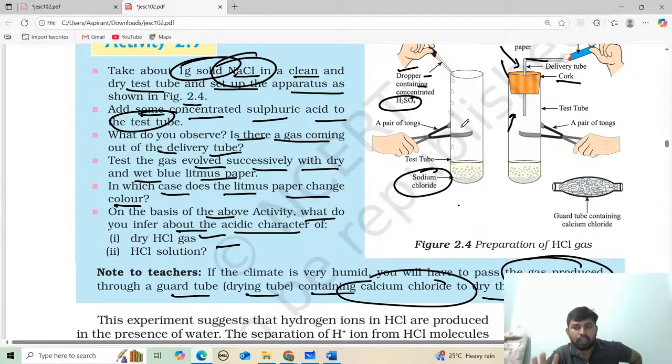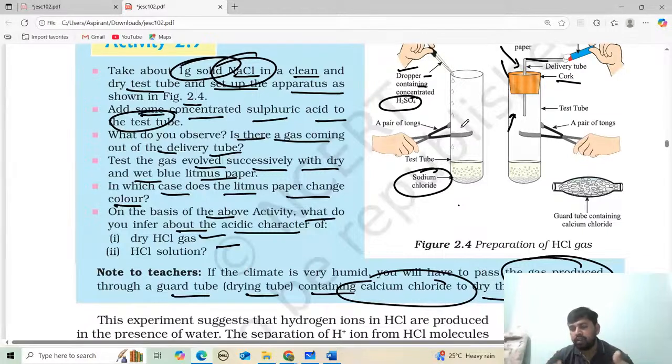In this activity, there is something called a guard tube. If it is a humid day, a larger amount of H2O, moisture, will be in the atmosphere. That is called humidity. Especially during the rainy season, more moisture will be in the atmosphere.